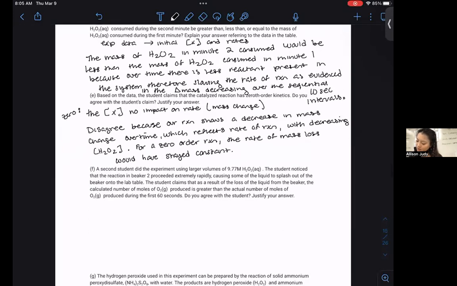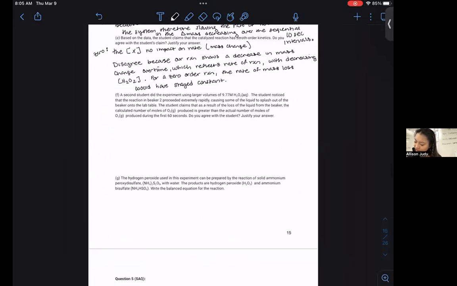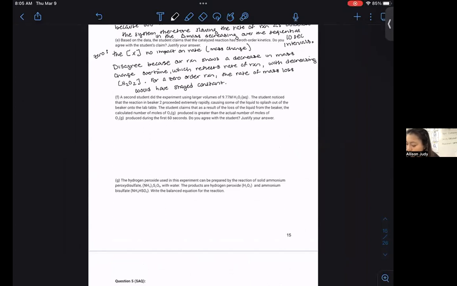Okay, excellent. So F, we're almost done. We just have F and G. A second student did the experiment using larger volumes of 9.77 molar H2O2. The student noticed that the reaction in beaker 2 proceeded extremely rapidly, causing some of the liquids to splash out of the beaker onto the lab table. So that right there is mass loss. The student claims that as a result of the loss of the liquid from the beaker, the calculated number of moles produced is greater than the actual number of moles actually produced in the first 60 seconds. Do you agree?